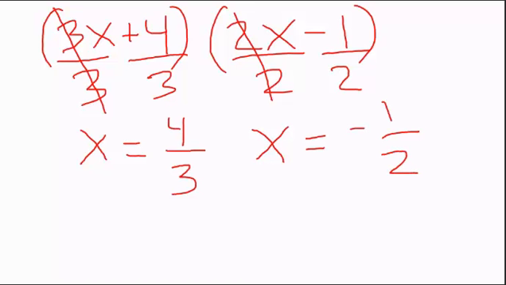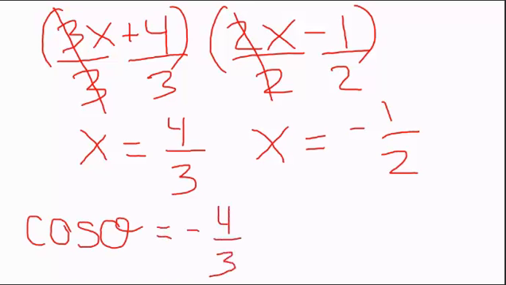To find the cosine values in the equation, we need to find the reciprocals of the fractions. So your first value is going to be cosine theta is equal to negative 4/3. Your second value is cosine theta is equal to 1/2.